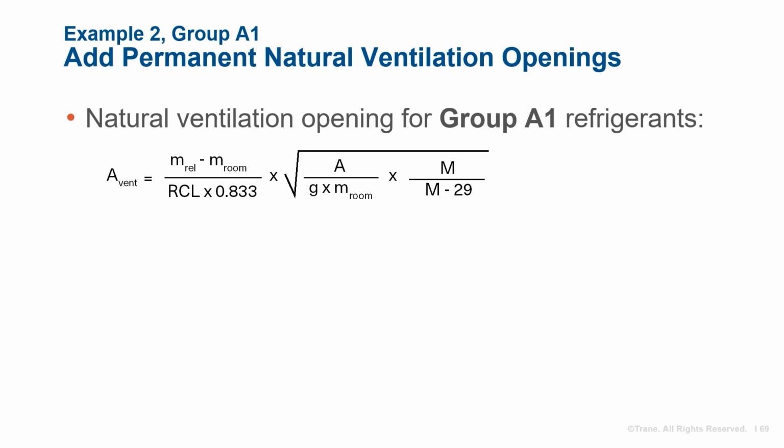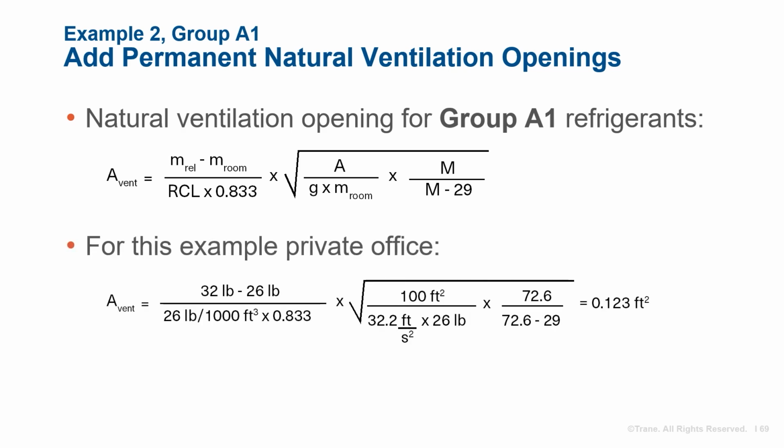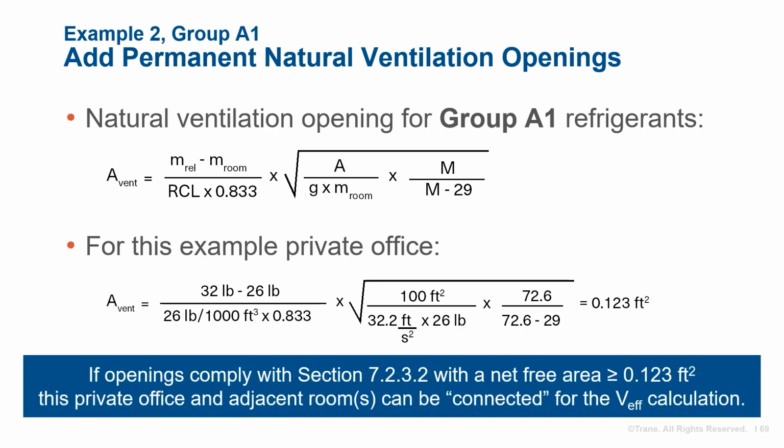As John mentioned, Standard 15 now includes equations for determining the required minimum size of these openings. This is called natural ventilation. When an A1 refrigerant is being used, here's the equation. For this private office, the net free area of these openings must be at least 0.123 square feet or 17.7 square inches. Then as long as the openings comply with the requirements of Section 7.2, which John showed earlier, this private office and the adjacent room would be considered connected spaces.